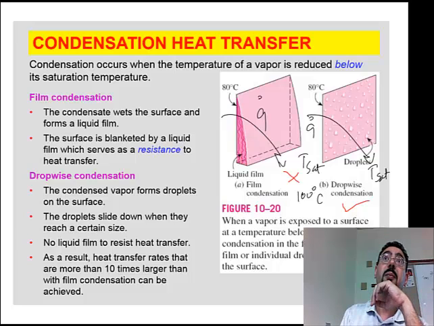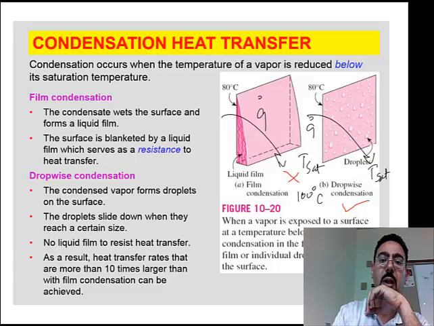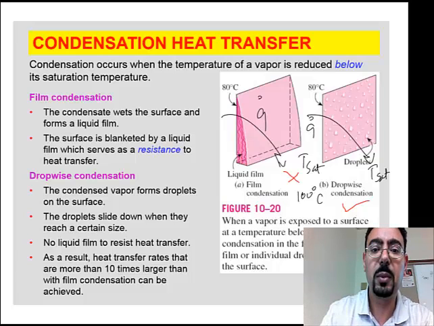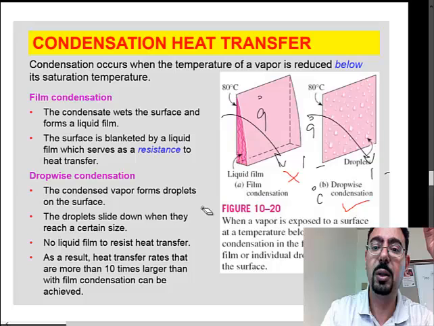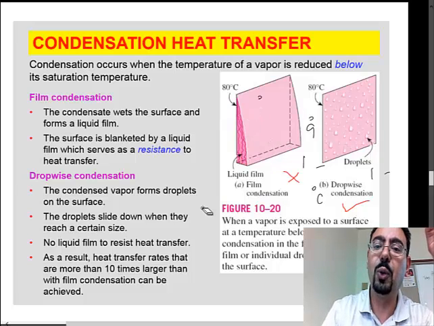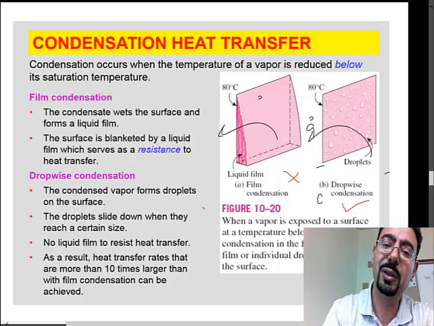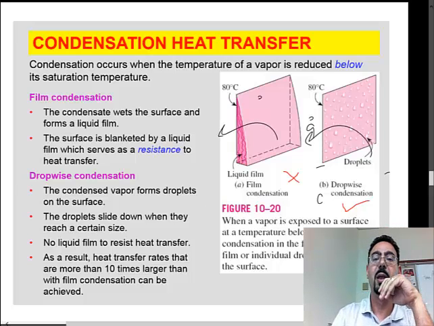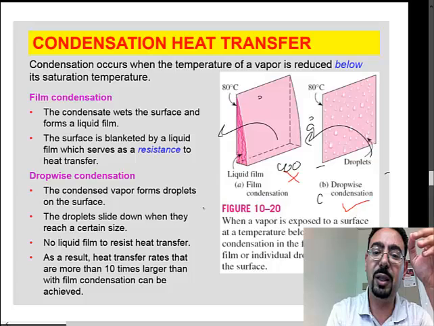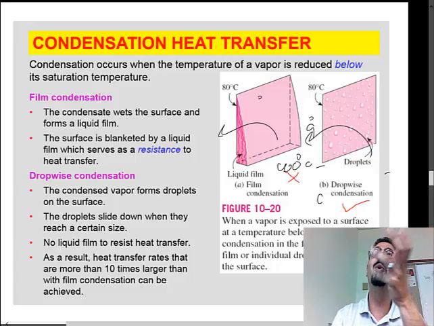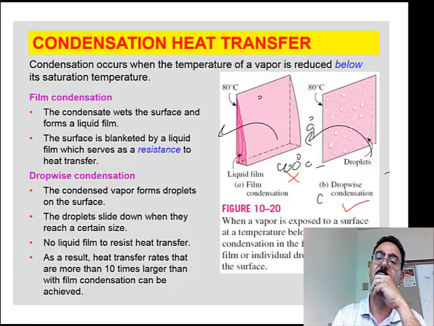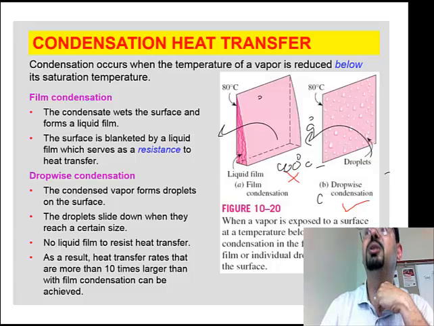Sorry, I did this wrong. We actually give the Q here. I'm sorry, I flipped the Q. So again, 100 and 80. Which one will improve the heat transfer by condensation? Which one will make the Q even bigger? The drop or the film? The film?